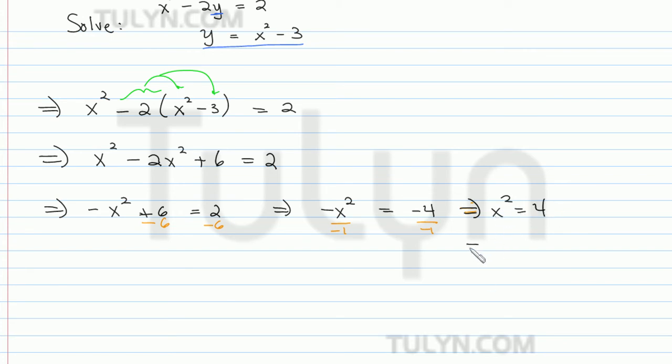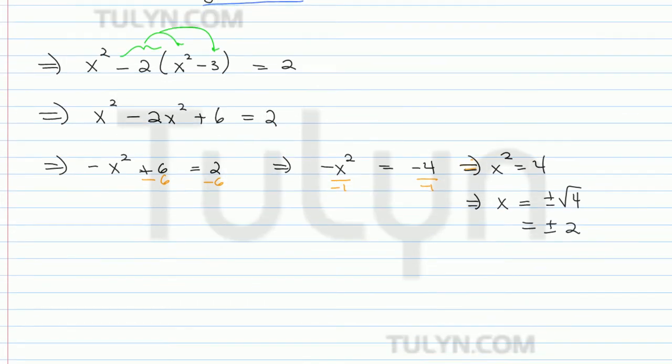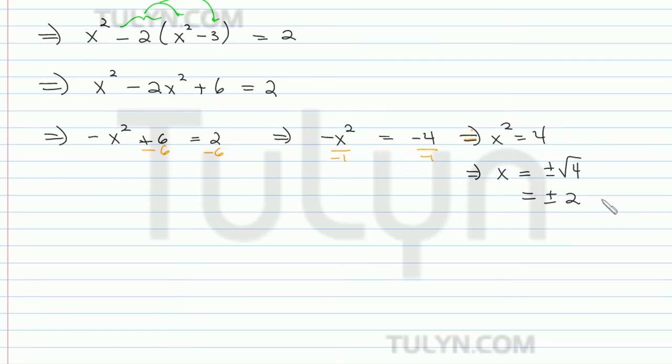So then taking the square root of both sides, we get that x is equal to plus or minus the square root of 4, which is plus or minus 2. So now we have two solutions for x, namely x is 2 and x is minus 2. But we have to solve for y as well, right? Since this is a system of equations. So, this is a nonlinear system of equations. It's still a system. It's an x and y.